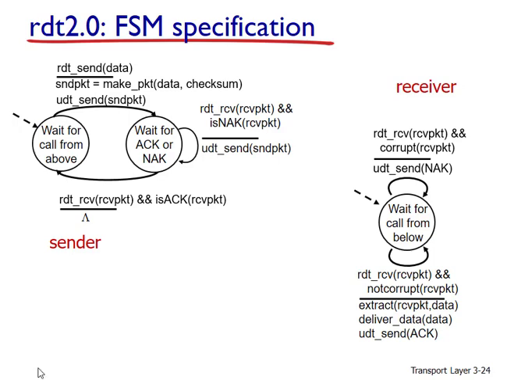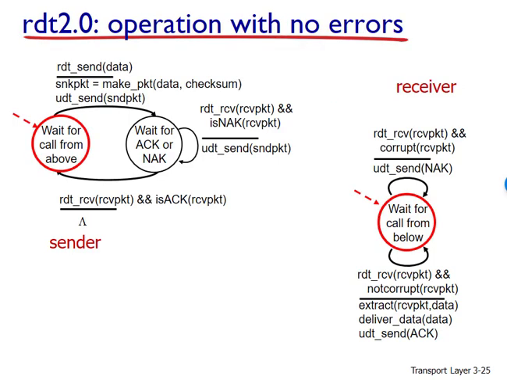The receiver side of the state machine for RDT 2.0 still has a single state. On packet arrival, the receiver replies with either an ACK or a NAK, depending upon whether or not the received packet is corrupted. The notation rdt_rcv(rcvpkt) && corrupt(rcvpkt) corresponds to the event in which a packet is received and is found to be in error. Okay, let's take a look at some of these steps as they occur.